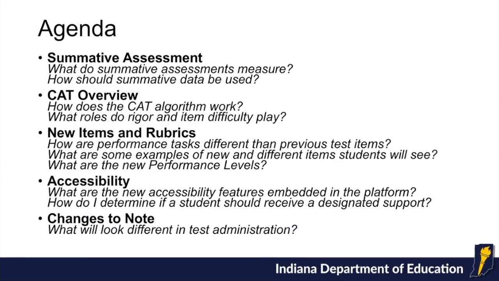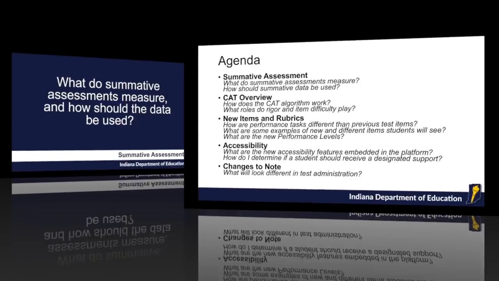We will discuss 5 important topics within this training. First, we will look at ILEARN as a summative assessment. Then we will share some key ideas about computer adaptive testing and the new items and rubrics for ILEARN assessments. And then finally, we will end with changes that are coming in accessibility and test administration.